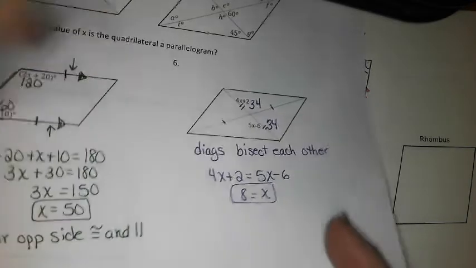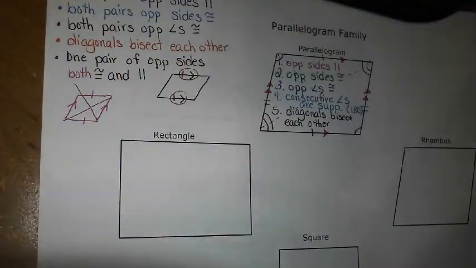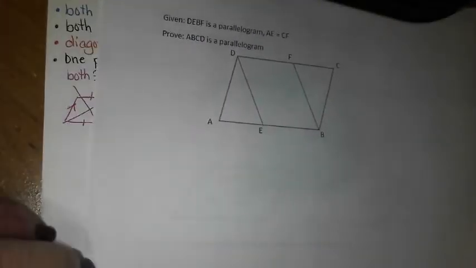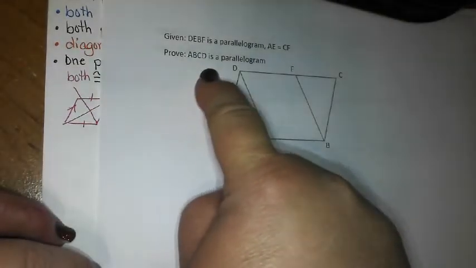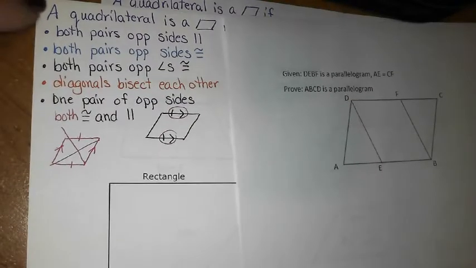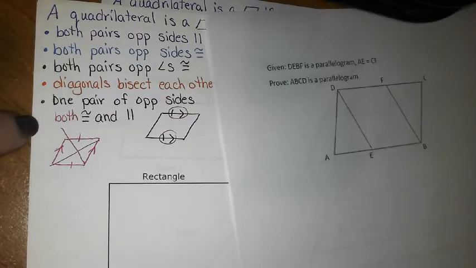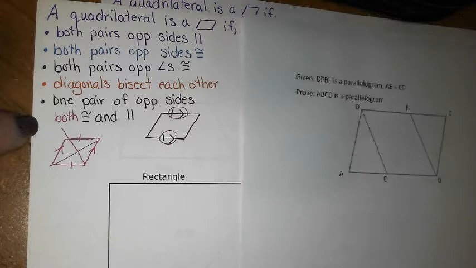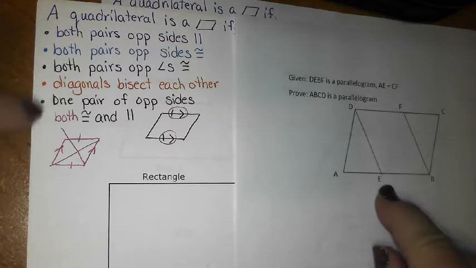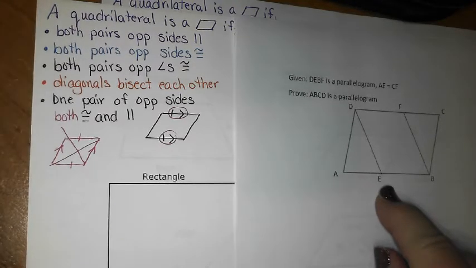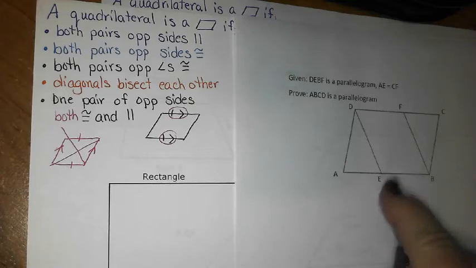Now, since the title of this lesson is technically proving parallelograms, guess what we're going to do next? We're going to prove that something is a parallelogram. So we're going to prove that ABCD is a parallelogram. We need to make one of these 5 things true in order to complete our proof. So we're going to have to look at our given information and decide which one of these is going to be the easiest thing to prove in this picture.